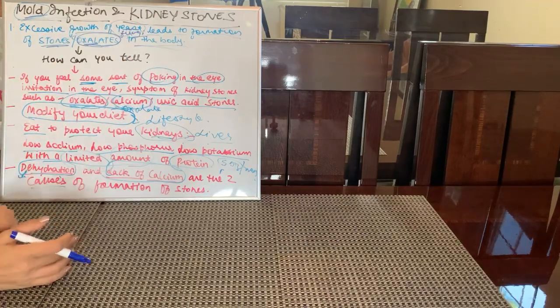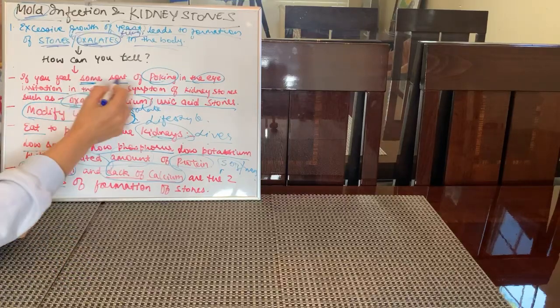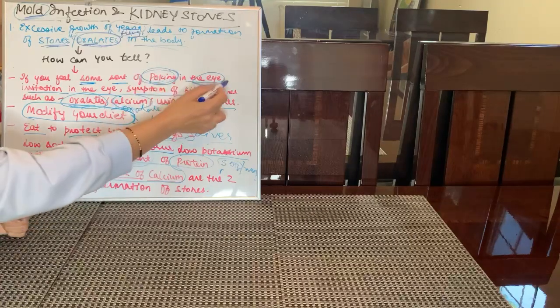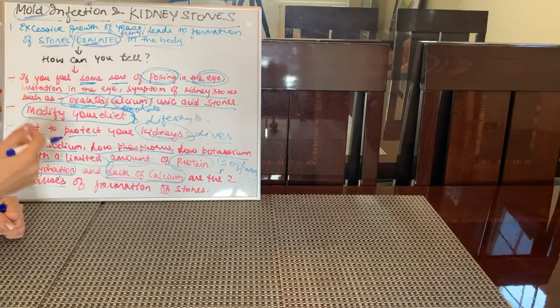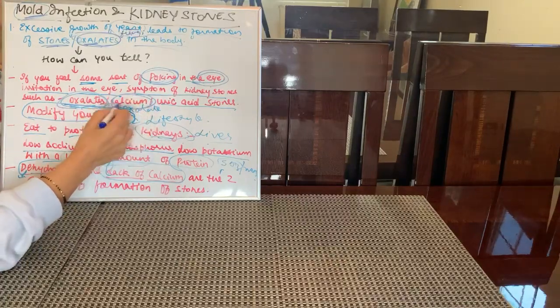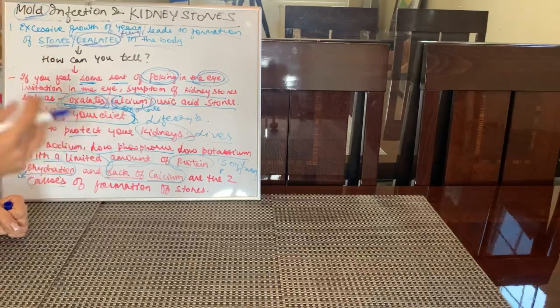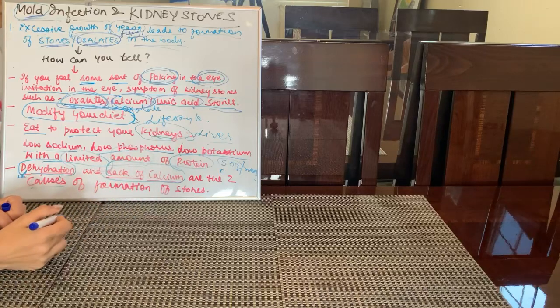Now how can you tell that you have kidney stones forming in the body? Well, if you feel some sort of poking in the eye, like you feel irritated in the eye, you feel itching in the eye, you feel like there's a stone or a little pebble in the eye that's bothering you, that is a symptom of stones such as oxalates. And you might have heard there are two types of oxalates, calcium oxalate and magnesium oxalate. Then there are uric acid stones also.